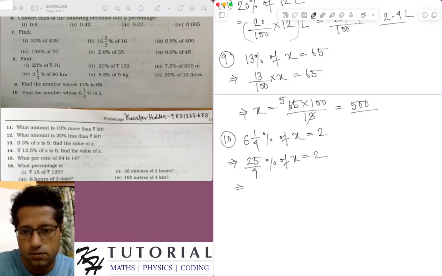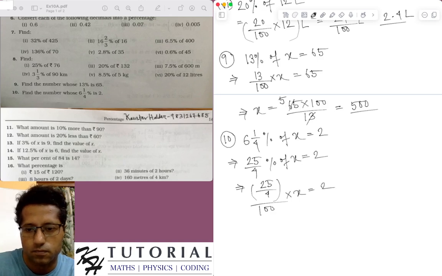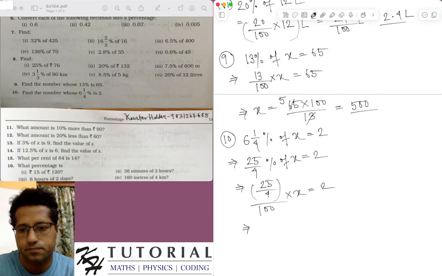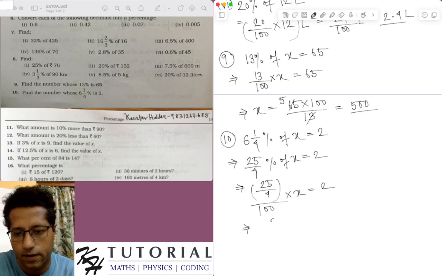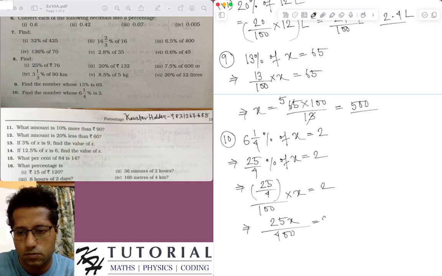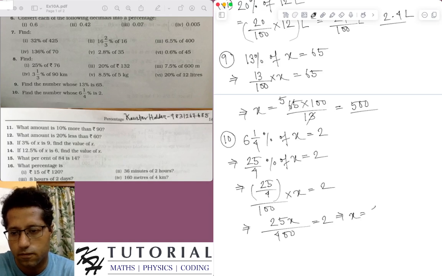Now this implies 25 by 4 divided by 100 into x equals 2. Now this implies 25x divided by 400 equals 2. This implies x equals 400 into 2 divided by 25.